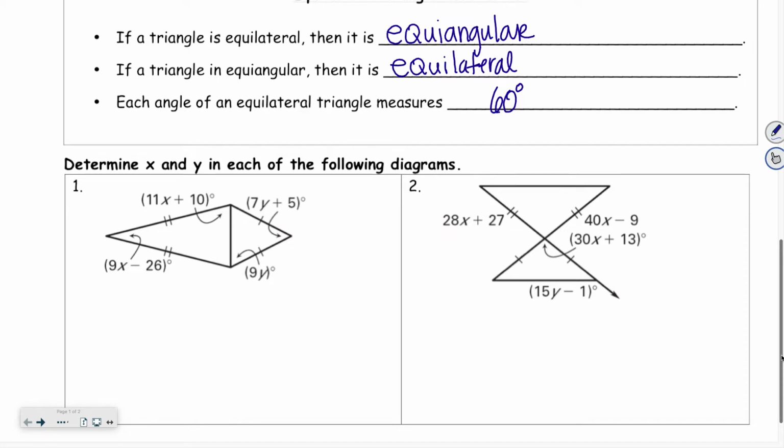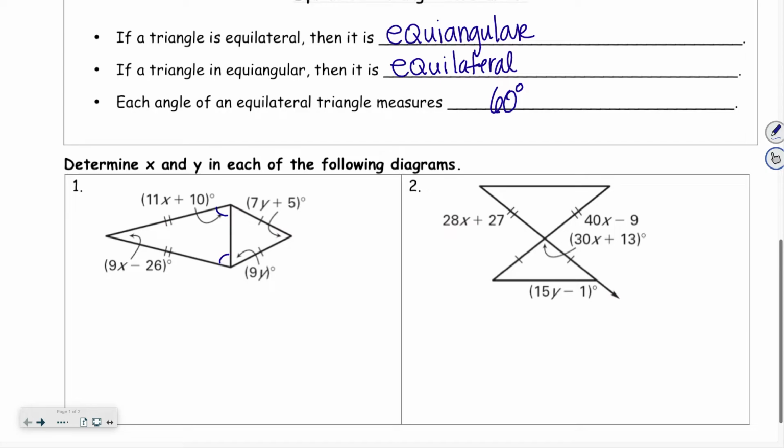So let's look at how we're going to solve for x first. We don't know anything about kites, so we got to use this as two triangles. When you look at this problem, does 11x plus 10 equal 9x minus 26? No, it doesn't. These two are your equal angles because they're opposite your equal sides. So 9x minus 26 is different. So if I can't set them equal, what should I do?